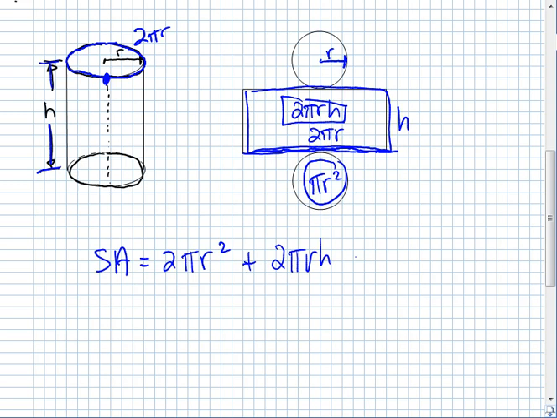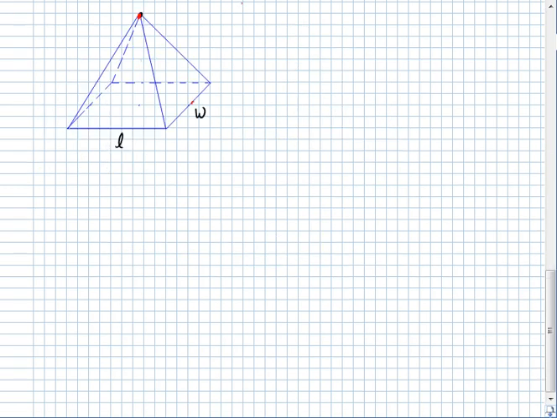Okay, let's try a different object here and see if you can figure this one out on your own. Let's just say it's a pyramid. Let's not say it's a square base pyramid. Let's say the length and width are different. The only thing we need to know before we figure this out is something called the slant height. The slant height goes from there down to there. That's called the slant height.